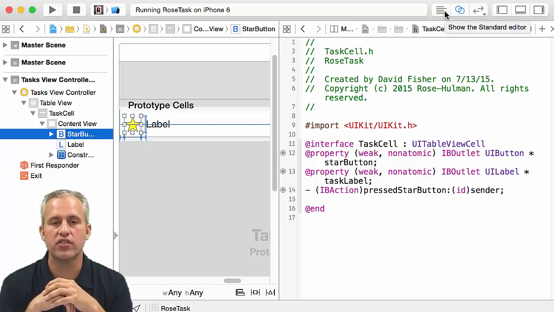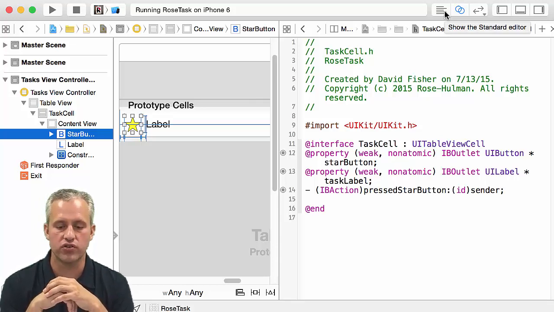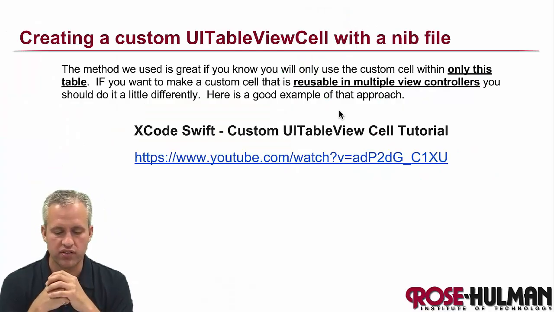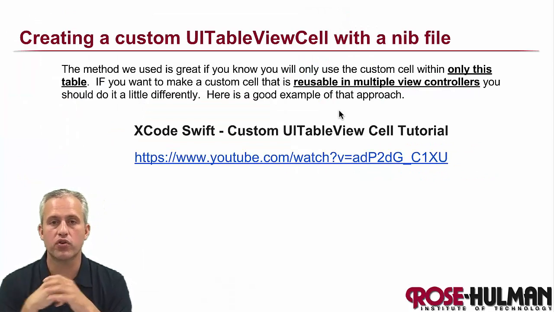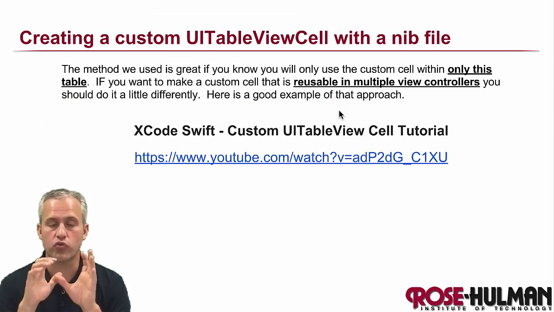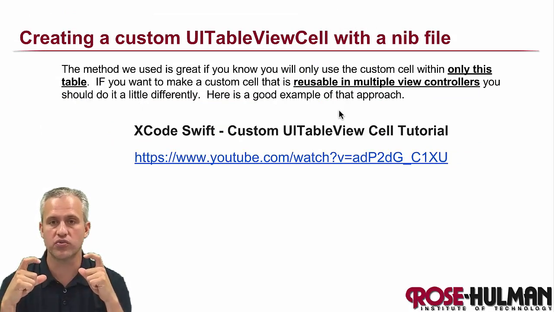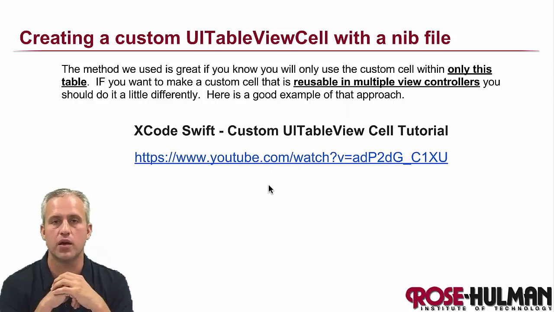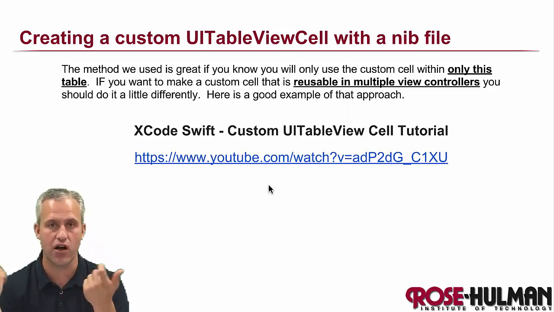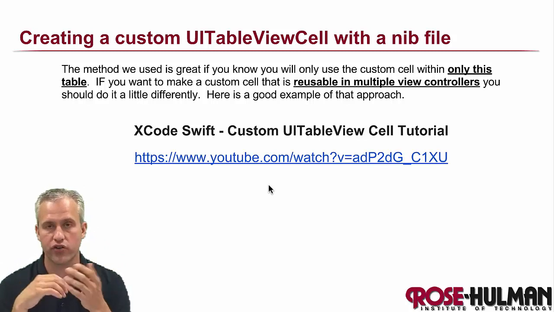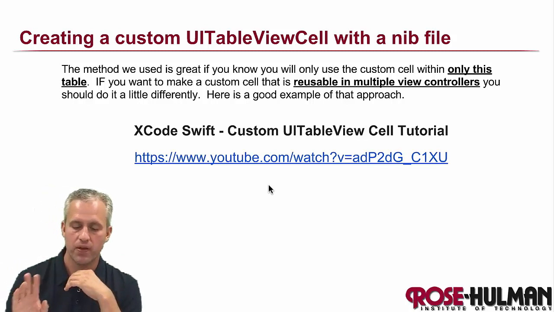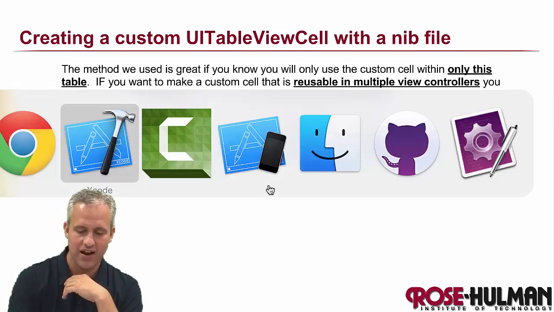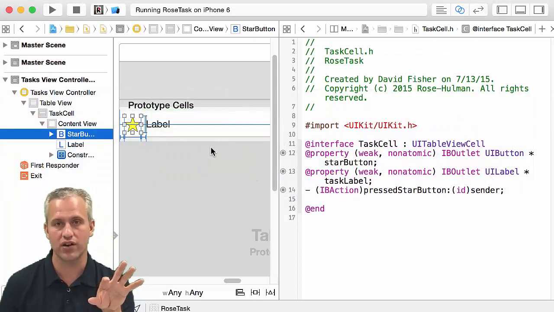I will mention that if you ever have interest, I'll hop to it here in the slides. If you ever have interest, the way we're doing it is the easiest way, and it works great so long as this custom cell only appears in this view controller. But if you want some more information, here's a slide with how you can make a reusable table view cell by making another file called a nib file. So I just wanted to throw that out there. But this is the easiest way to do it.